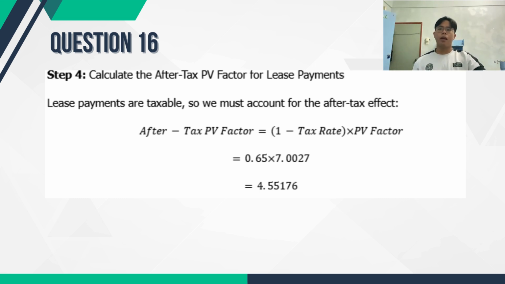Then the fourth step is to calculate the after-tax present value factor for the lease payment. The lease payments are taxable, so we must account for the after-tax effect. The after-tax present value factor is equal to 1 minus the tax rate, multiplied by the present value factor. Then we substitute the numbers into the formula, which is 0.65 multiplied by 7.0027. It would equal 4.55176.